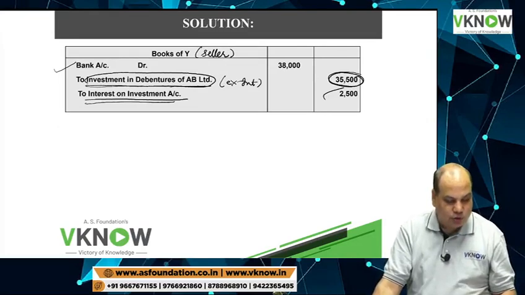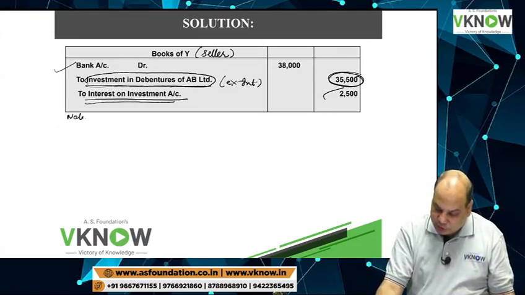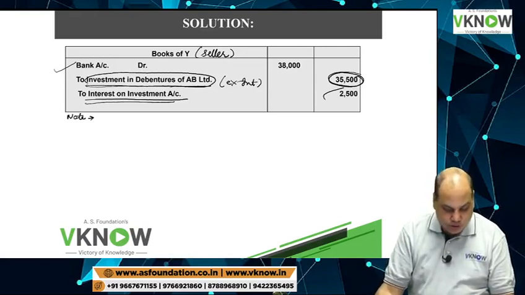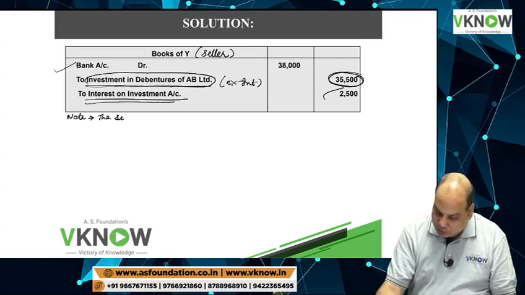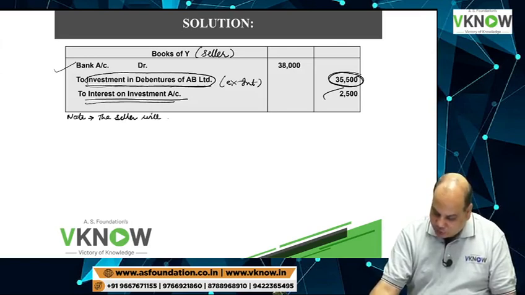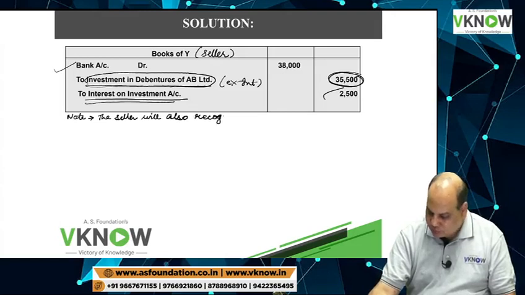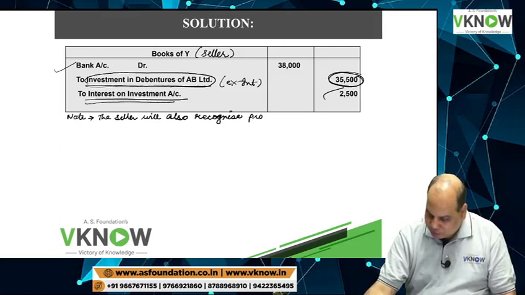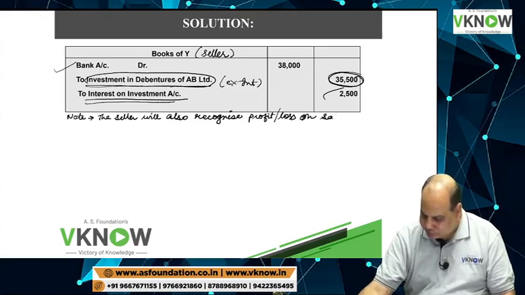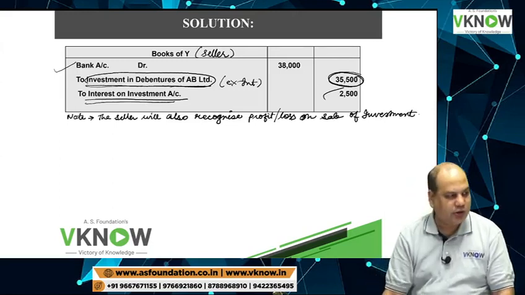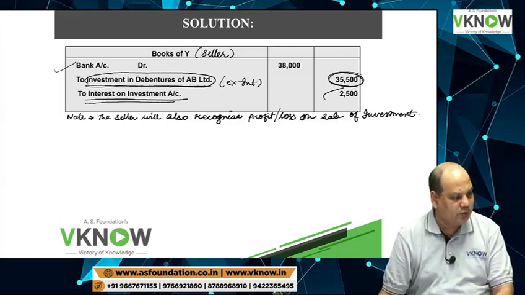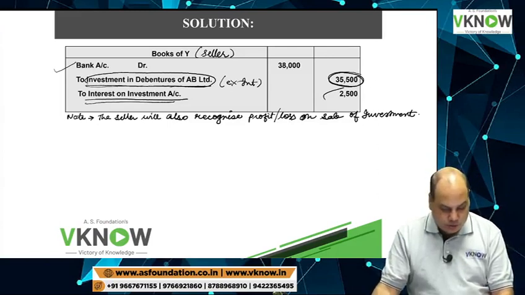But in case of seller, one more thing you have to note down. The answer is printed in your book. You can just write a note here. In the books of Y, write a note here. The seller will also recognize profit or loss on sale of investment. So this was my question number 6.